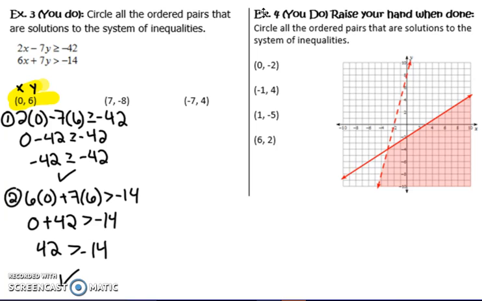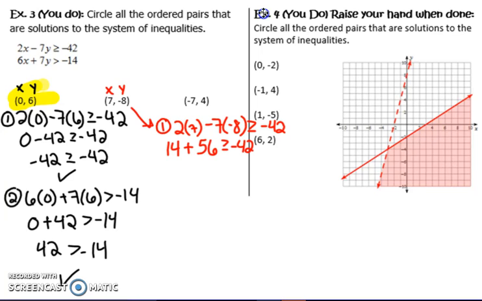Now, because of room, I am going to have to, unfortunately, erase it. Or I'll write to the side. Just make sure you know this is for the second point. We're going to use x and y again. So 2 times 7 minus 7 times negative 8 is greater than or equal to negative 42. Well, 2 times 7 gives me 14. Negative and a negative make a positive 56. This gives me 70, and you need to decide, is 70 greater than or equal to negative 42? Well, yes, it is, so that works.